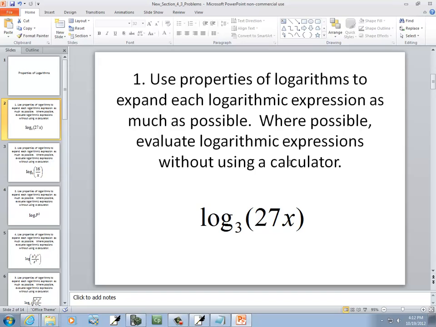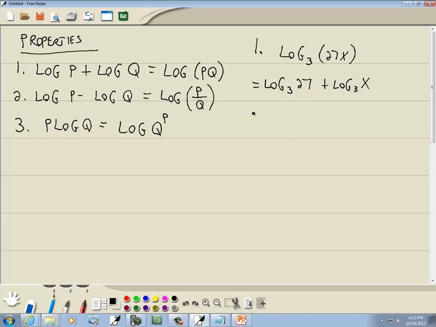Now it says where possible, evaluate the log expressions. Well, that's this one here. Our base is 3. If you can rewrite the number that follows as 3 to a power, which we can in this case, this is 3 to the third. If these two numbers match, then the log and the 3 are going to cancel, and we're just left with the exponent, which is 3. So our answer to this problem is 3 plus log x.